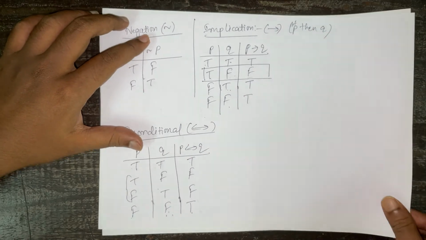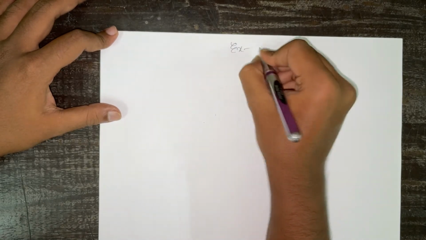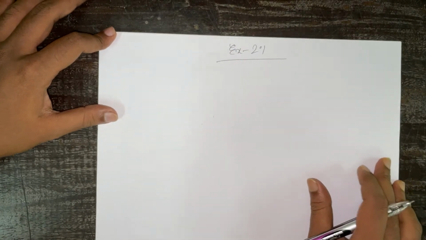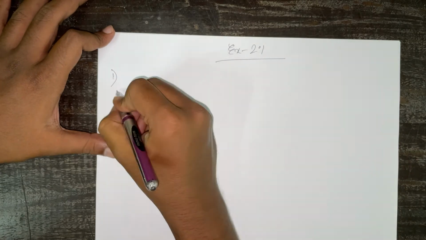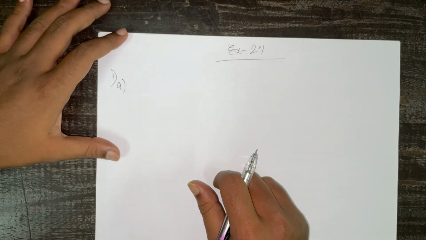Let us start with the exercise and see what we have in our exercise here. We have to use the truth table. I am going to show you a few sums. The remaining I hope you can try out by yourself. So we are going to do exercise 2.1, and let us do number 1. We have to fill up a truth table. Let us see how to fill it up.